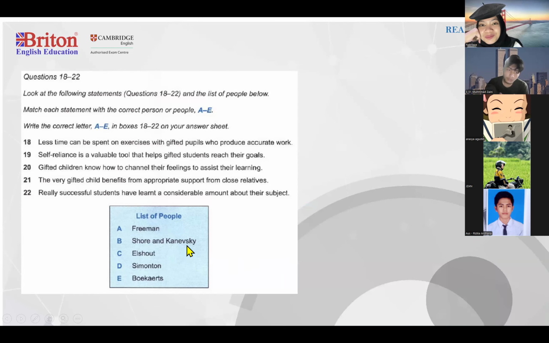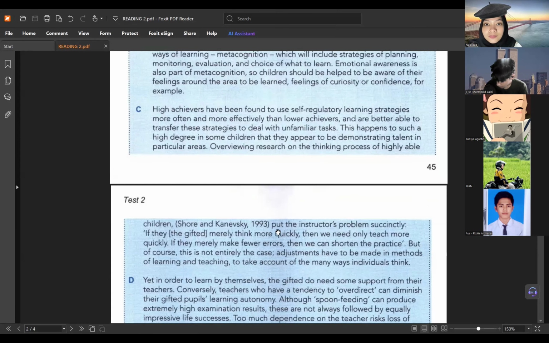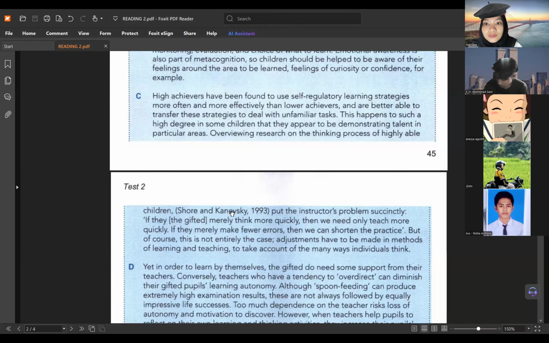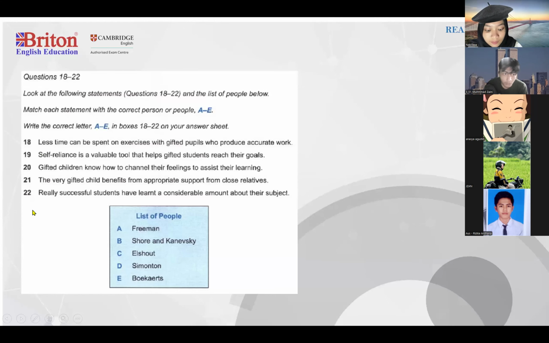All right. Okay, let's continue. Shore and Kanevsky. Where do you find Shore and Kanevsky? Paragraph C. Okay, let's look for it. Where is it? Okay, there it is. Now let's skim to get the main point. Overviewing research on the thinking process of gifted children, put the instructor's problems in. If they think more quickly, we need only teach more quickly. Jika anak-anak berbakat tersebut berpikir lebih cepat, maka kita cuma butuh mengajar lebih cepat juga. So, if the students can understand quickly, we only need to teach them quickly too. So, which one is in line with that statement? 18, 19, 21, or 22?